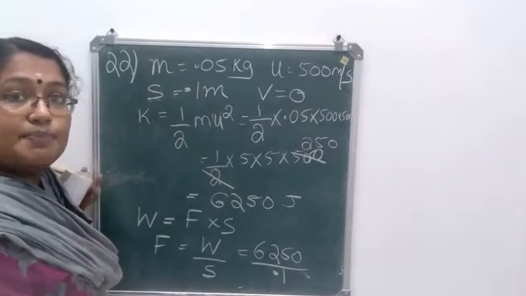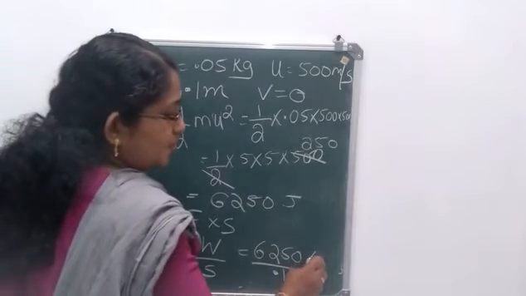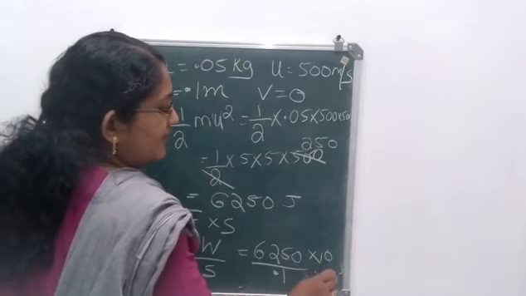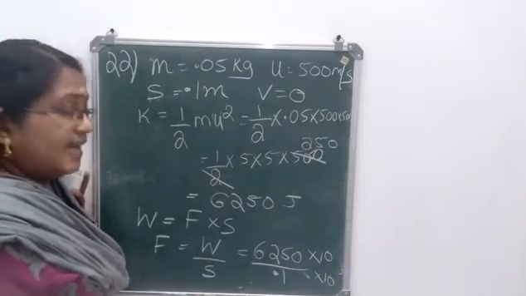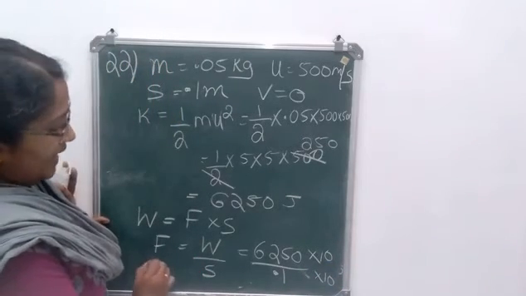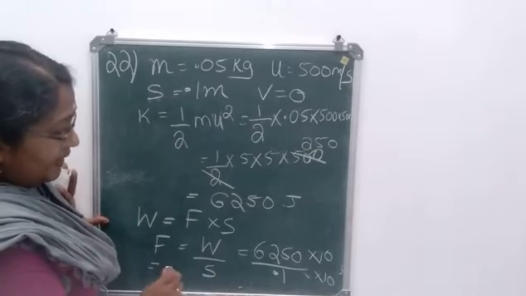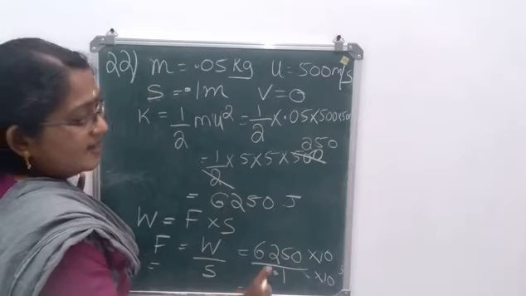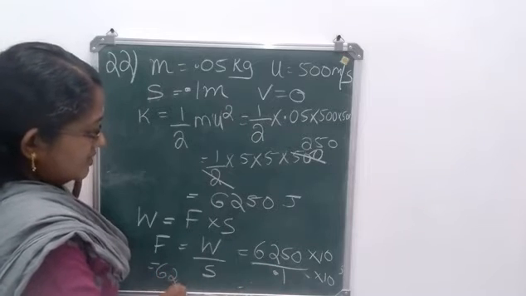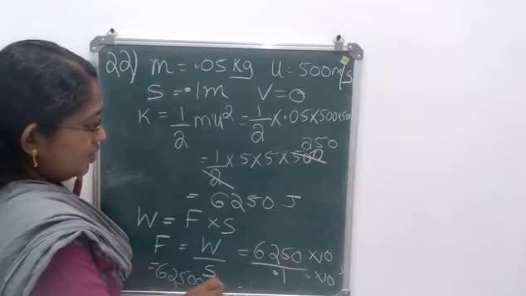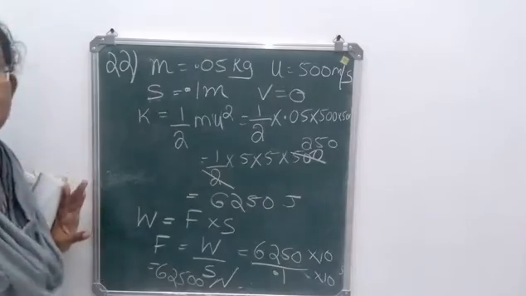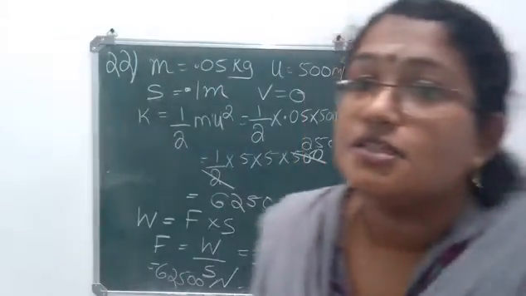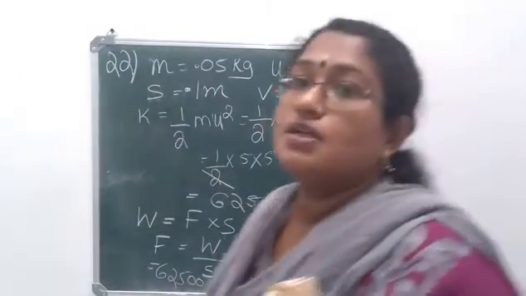Since the decimal point comes in the denominator, what should you do? Multiply the numerator and denominator with 10. So how much will be our answer? 0.1 into 10 is 1. So the answer is 62500 Newton. Okay, so our answer is 62500 Newton.